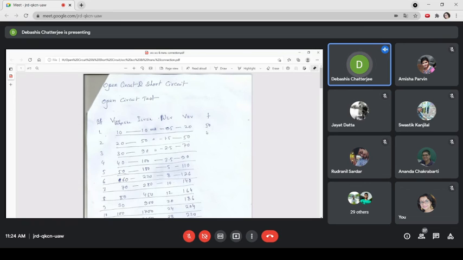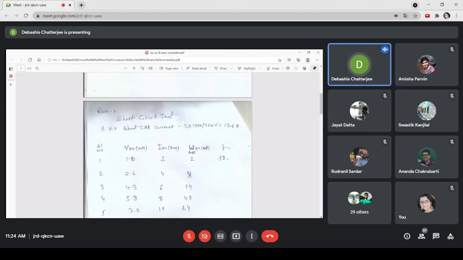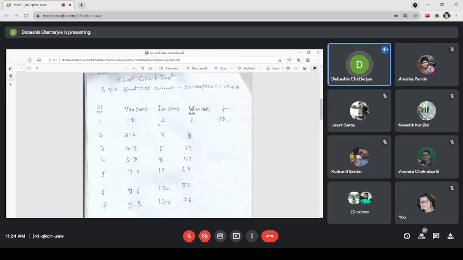So this is for the open circuit test, and similarly for the short circuit test. How to increase the current? You just see the rated current and then divide by 10, or make it 110% and divide by 10, so you get the current divisions for each. So they have made it like this.